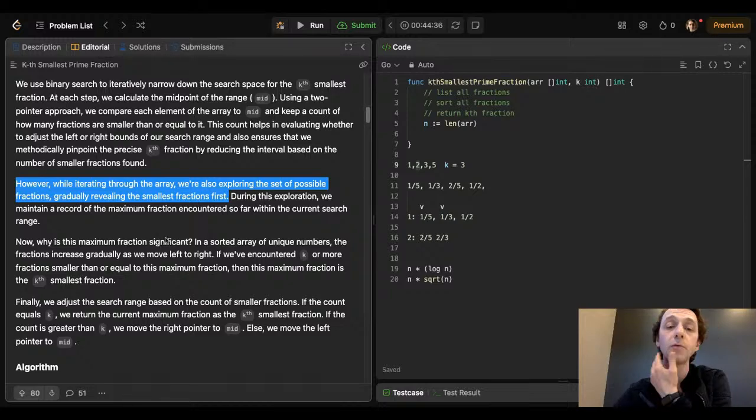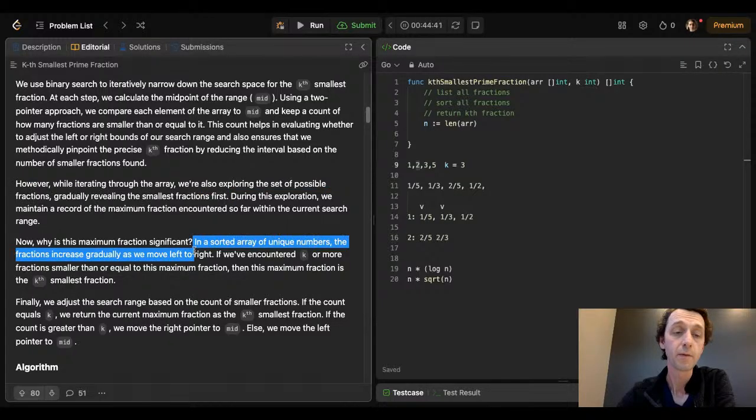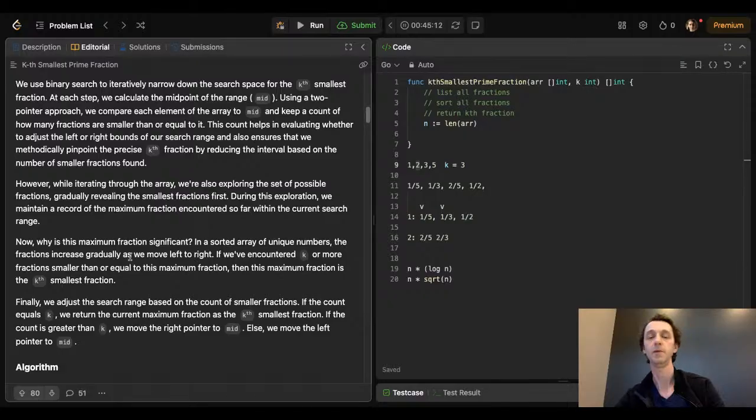Why is this maximum fraction significant? In a sorted array of unique numbers, the fractions increase gradually as we move left to right. If we've encountered k or more fractions smaller than or equal to the maximum fraction, then this maximum fraction is the kth smallest fraction. Okay, there is some magic here.